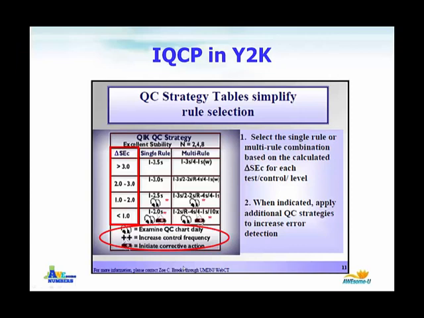Individualized quality control is far from a new idea. It has been recommended since at least 1989 when Dr. Westgard published QC selection grids. This is a modification of a QC strategy table that I published in the year 2000-2001. Back here, we were selecting the QC rule, single rule or multi-rule, and adding QC chart frequency, increasing the control frequency, and initiating corrective action, individualizing the quality control based on how good your method is, and how far it can move before you're in trouble.